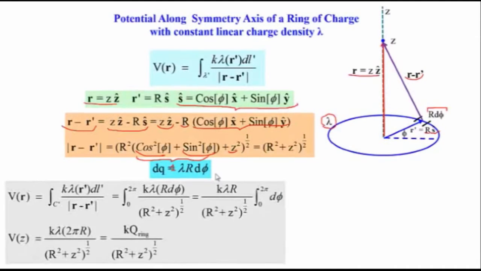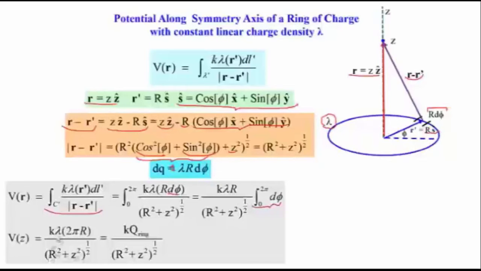Okay, so now we're ready to construct our integral. So here's the integral around the circle. The thing to notice is that the only variable being integrated over is d phi. R is a constant, z is a constant, and everything else is a constant. So you plug in your lambda, which is a constant, you plug in our r minus r prime, which is right here, and then you integrate. All that gives you is this thing right here, which is 2 pi. Bringing all that together, here's your answer. You might want to rearrange it, but it's 2 pi R k lambda divided by the square root of R squared plus z squared.